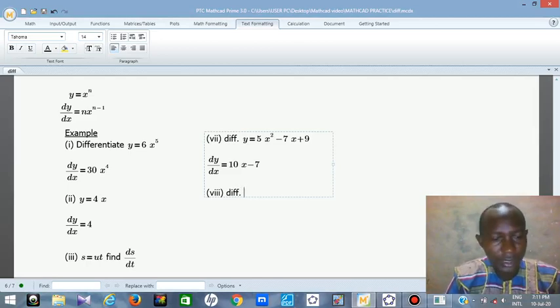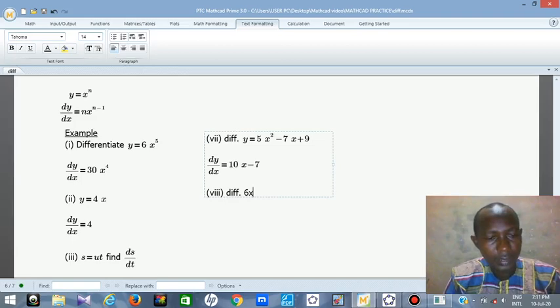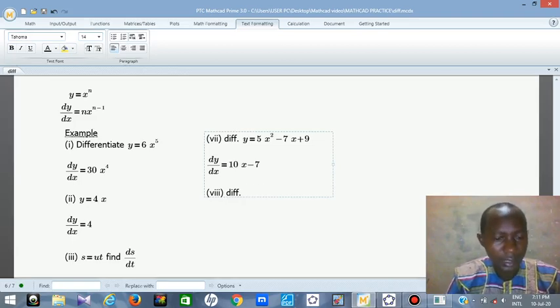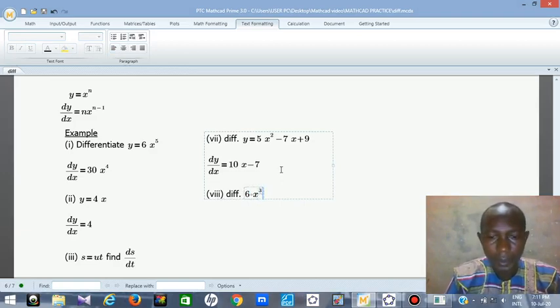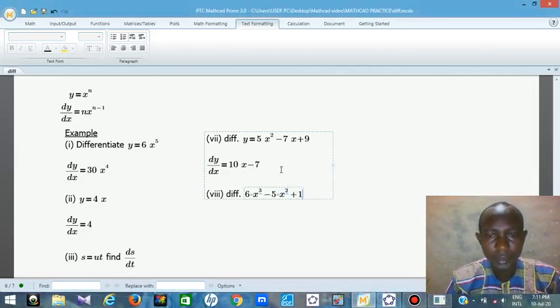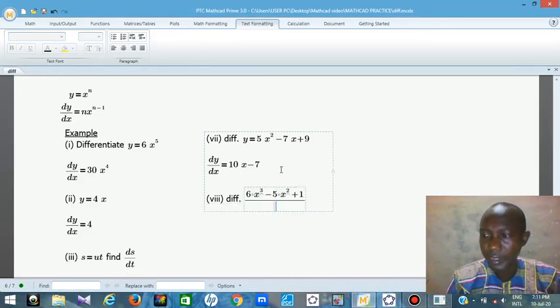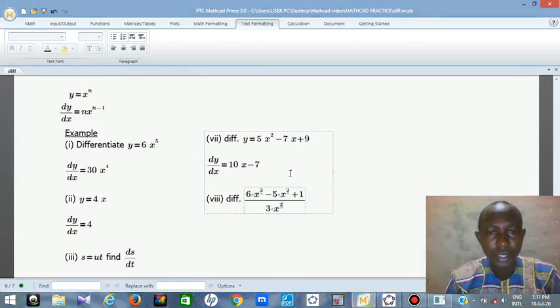Let's say you are asked to differentiate 6x raised to the power 3, okay, let's get it in math mode, 6x raised to the power 3 minus 5x squared plus 1. This time around, everything is divided by 3x raised to the power 2. Let's say you are asked to differentiate something like this. How do you do this? Differentiate this with respect to x.